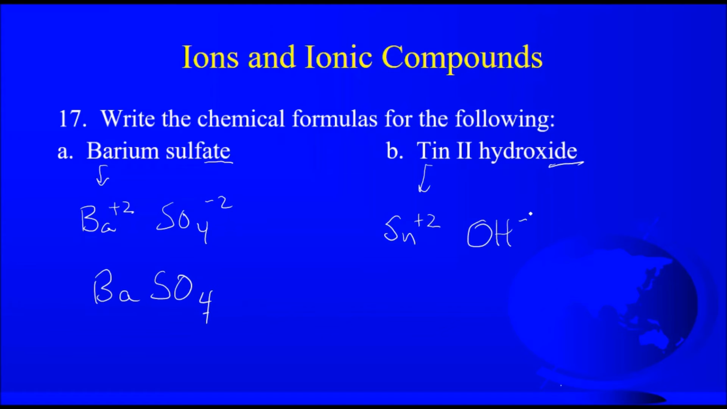OH minus 1. Okay, are the charges equal? They're not, so we're going to have to balance them out. How do we do that? What is the smallest number that they both multiply into? The answer is, Christian, 2. 2 goes into 2 one time. 1 goes into 2 2 times.